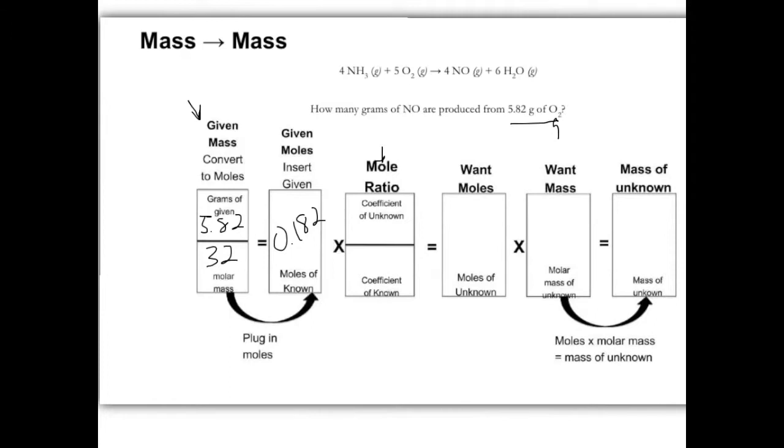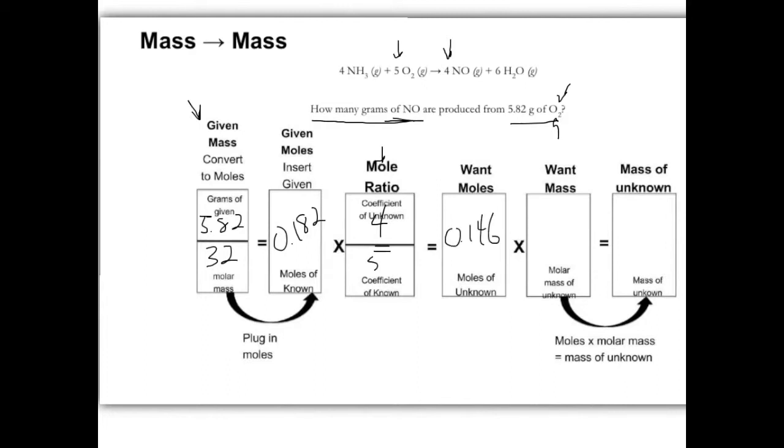Then we go to our mole ratio in the middle. Our unknown here is the NO. It's always the one that follows the question, how many grams NO. Up here in the equation, NO has a coefficient of 4. And our known is the oxygen. That's what we were given. The oxygen has a coefficient of 5. So 0.182 times 4 over 5 is 0.146.